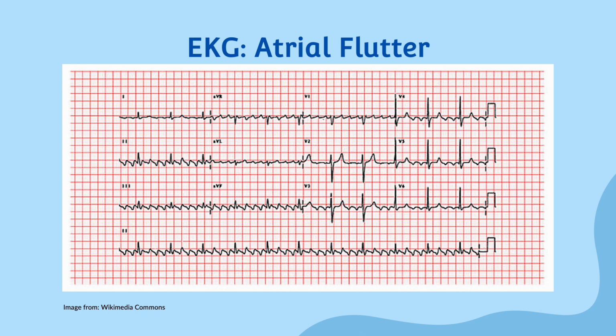On an EKG, atrial flutter is characterized by a regular, rapid atrial rate with a sawtooth pattern in the flutter waves. The ventricular rate is usually irregular and may be rapid or slow depending on the degree of conduction through the atrioventricular node. The presence of other conduction abnormalities, such as atrial fibrillation or AV block, may also be seen.